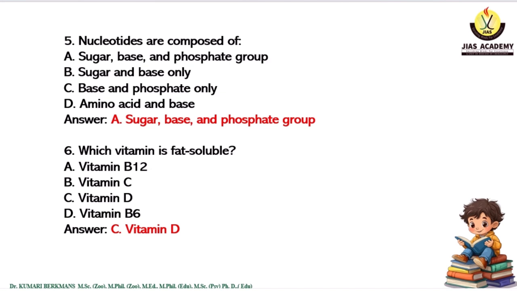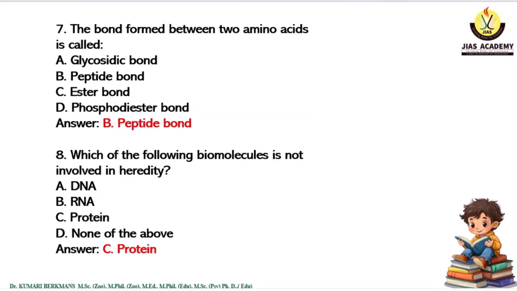Nucleotides are composed of what? Give the answer. Okay, very good. Sugar, base and phosphate group. Which vitamin is fat soluble? Almost everybody answered. Very good. It is vitamin D. The bond formed between two amino acids is called? Very good, everybody answered. It is peptide bond.